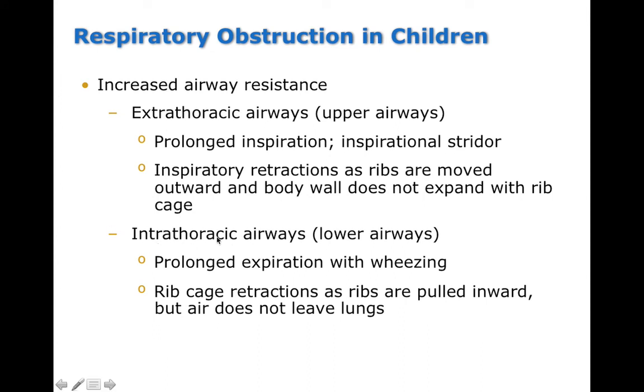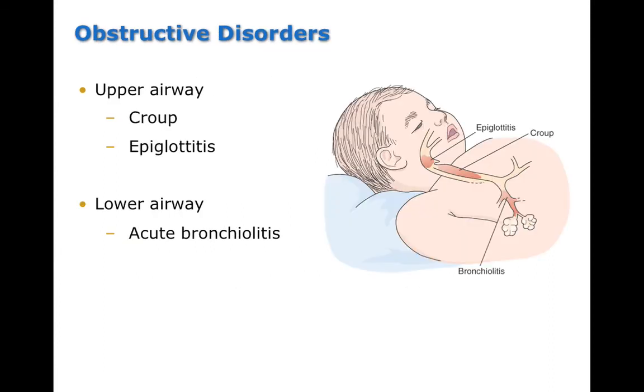Now, intrathoracic airways, or lower airways, if these are obstructed in children, can lead to things like prolonged expiration, so it takes much longer to exhale, as well as wheezing. And you're going to see rib cage retractions as the ribs are pulled inward, but the air doesn't leave the lungs. And so this is actually going to be due to a decrease in airflow from the lungs itself.